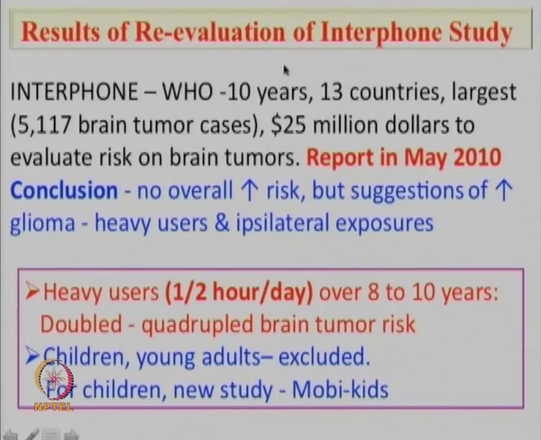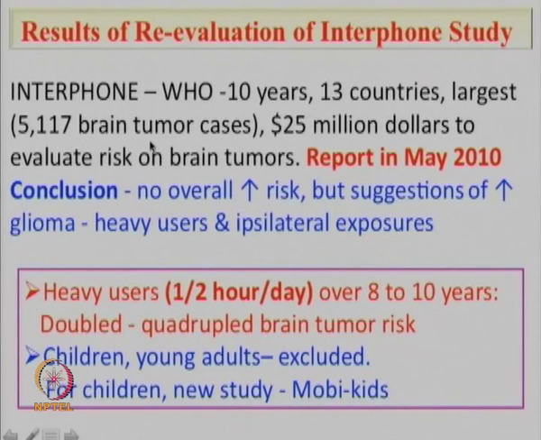So, this study actually took 10 years. The report came in May 2010, and this study took cases from 13 countries. It was the largest study taken at that time, and they studied 5,000 brain tumor cases. That means these many cases of brain tumor did happen. That is how they could take the cases and do the study.